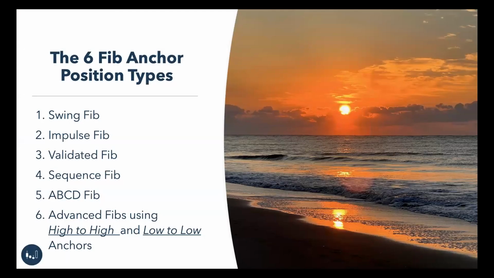So here are the 6 fib anchor position types we're going to look at today. The first and foremost that everybody and their brother knows is called the swing fib. But then we're going to dive a little deeper. We'll look at an impulse fib, a validated fib, a sequence fib, something that's called the ABCD fib. And there's a lot of information on the internet about ABCDs. And there's not necessarily one right way or correct way to do that, but there's certainly better ways than others to come up with your ABCD levels. And then advanced fibs, which is kind of a little known technique of using high to high anchors or low to low.